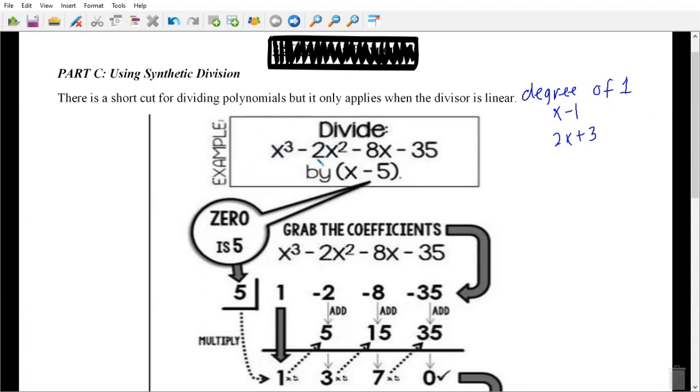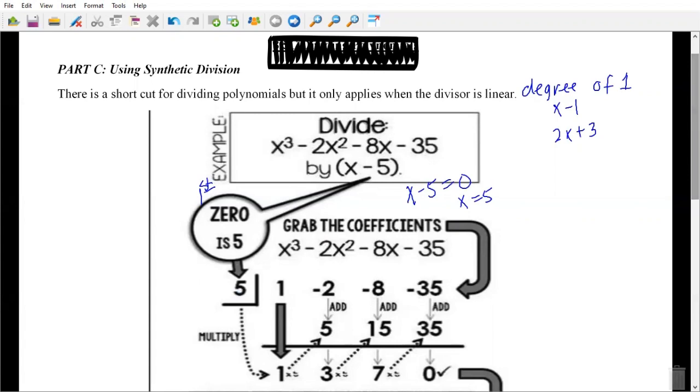Okay, so when we look at this completed example, we say if we want to divide x cubed minus 2x squared minus 8x minus 35 by x minus 5, the first thing we're going to do is find the 0. So if I have x minus 5, the 0 is 5. Finding the 0 means that I take x minus 5, set it equal to 0, and I get 5. Does that make sense?